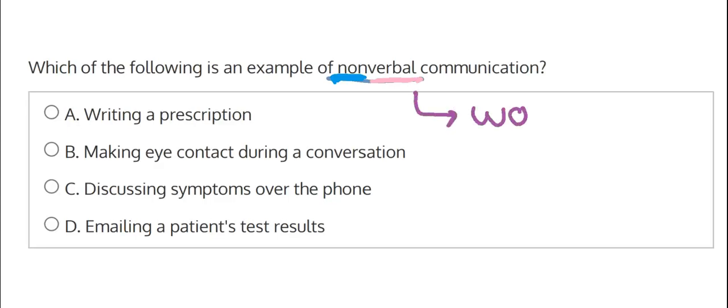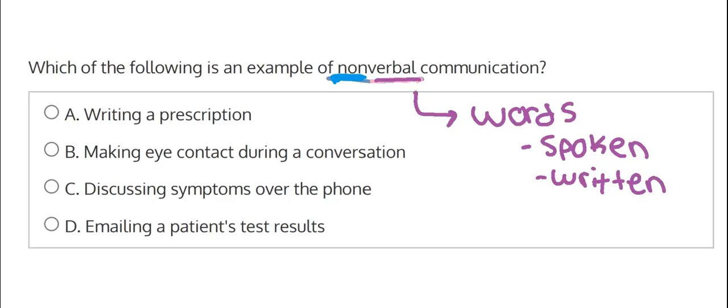So words, and it doesn't necessarily have to be spoken words to be verbal communication. So it could be spoken, or it could be written out in text format. But it's using words to communicate. So if we take then the beginning part, non, that means it's not verbal, not using words. So that could be using eye contact, using gestures, using body language. So we're getting a message across without using these types of words.